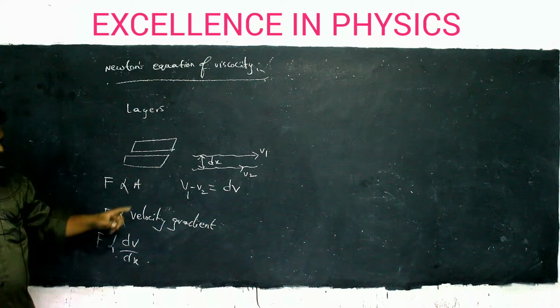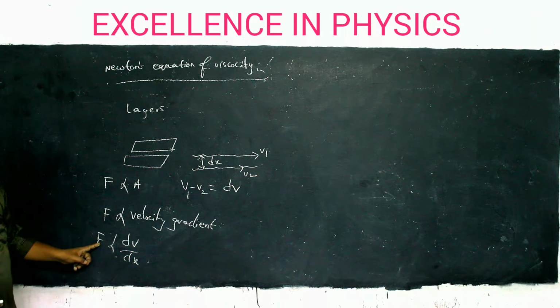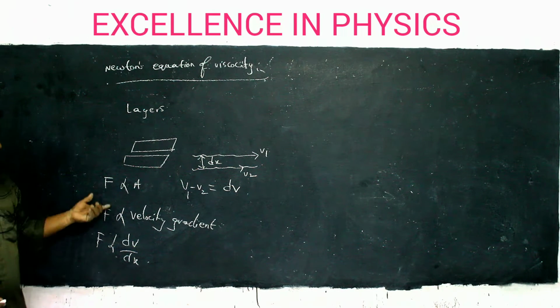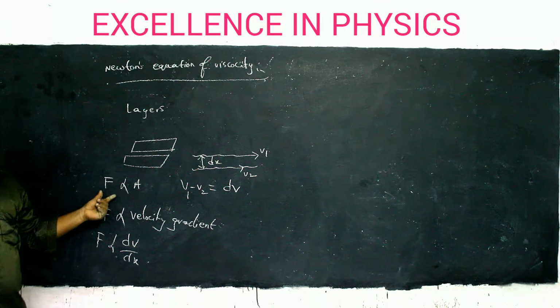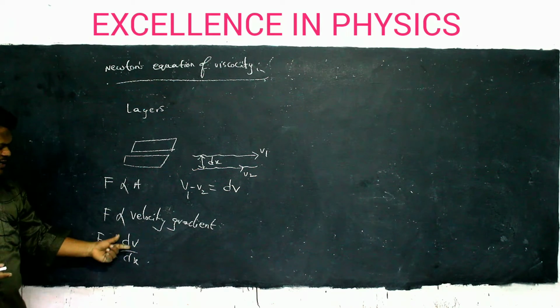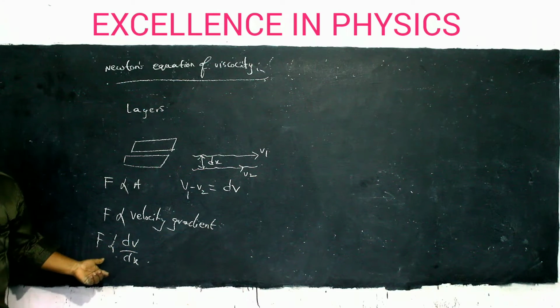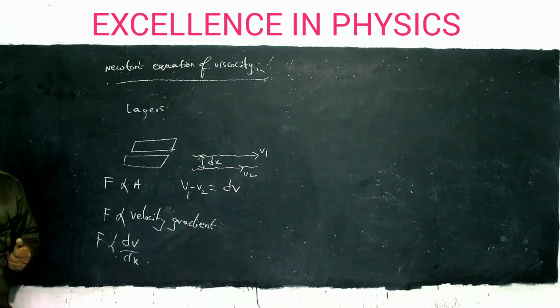Are you able to understand me? So viscous forces are proportional to these two conditions. If larger areas are in contact with each other, then viscous forces will increase. Similarly, if dv by dx is greater, then also viscous forces will increase. Are you able to understand me?